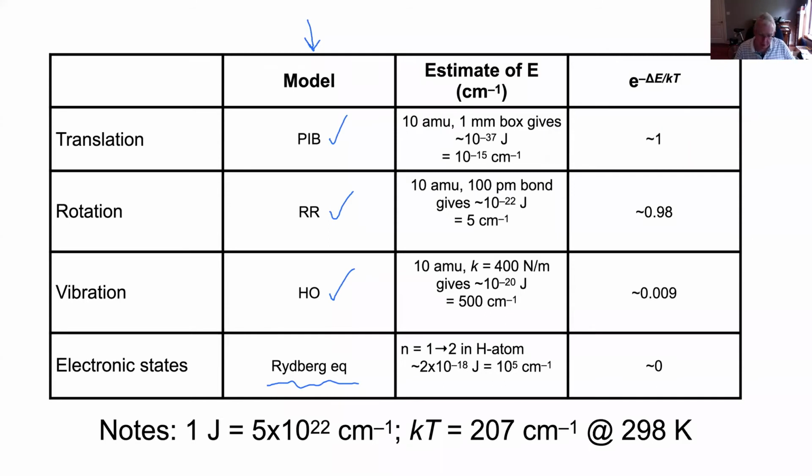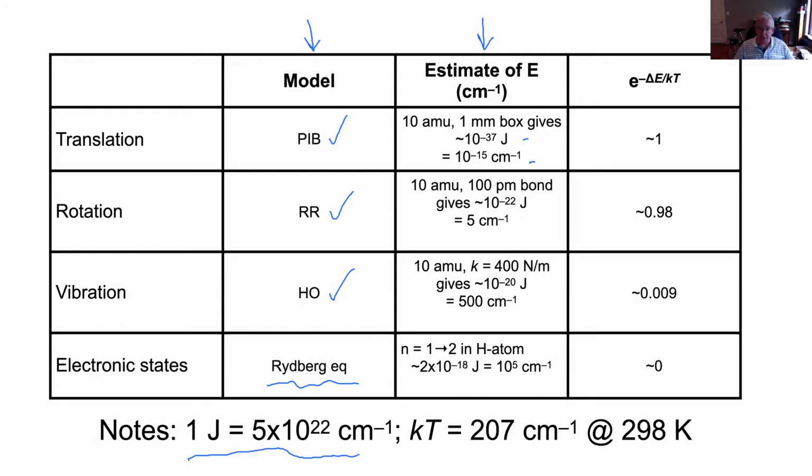I've got over here an estimate of the energies, what we might just think of as delta E, the energy spacing. The energy and the energy spacing are typically the same order of magnitude, and this is certainly only good to an order of magnitude kind of idea. I've picked throughout here a 10 AMU molecule, just for the sake of argument. For my translation, I need to pick a box length to get the energy, and I've picked 1 millimeter, so I've kept the box pretty small. When I do that, my energy corresponds to about 10 to the minus 37 joules. That's 10 to the minus 15 in wave numbers. The wave number to joule conversion factor is down here.